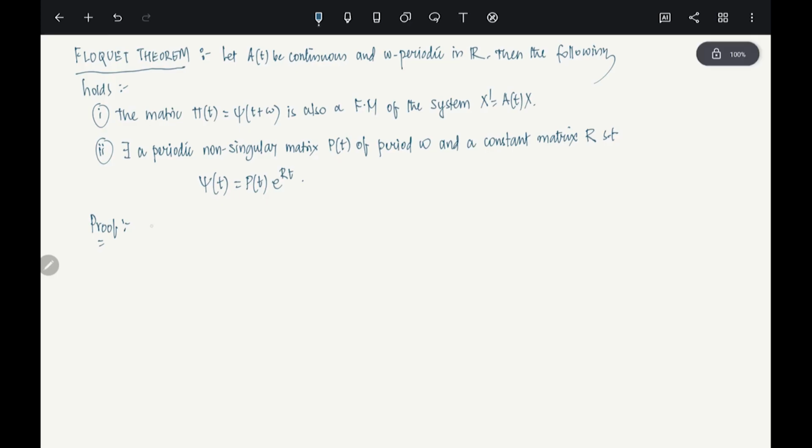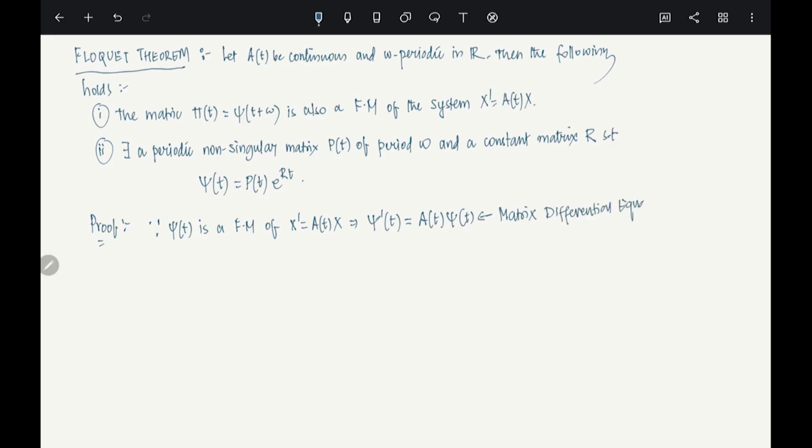So what is the proof? Since phi of t is a fundamental matrix of the differential equation x prime equals A(t) times x, that is what we are assuming, that will imply that phi prime of t satisfies the matrix differential equation. You remember that, right? So phi prime of t equals A(t) times phi of t. Please remember this is a matrix differential equation, not your usual one. Phi prime of t is an n cross n matrix, A is n cross n, phi is n cross n, so both sides are n cross n matrices.